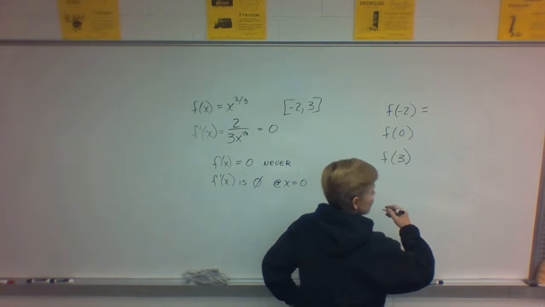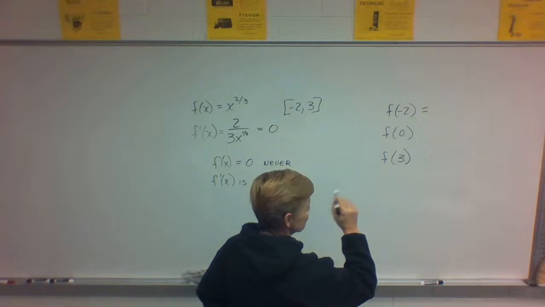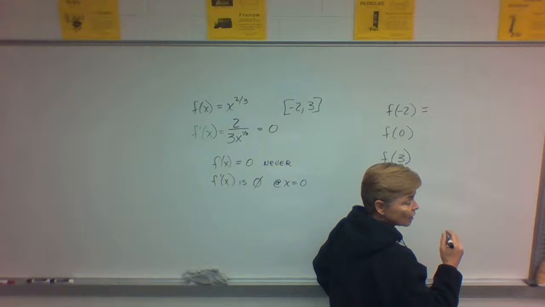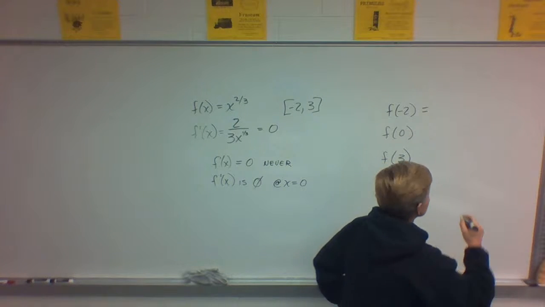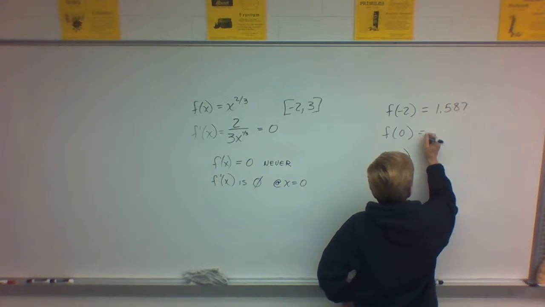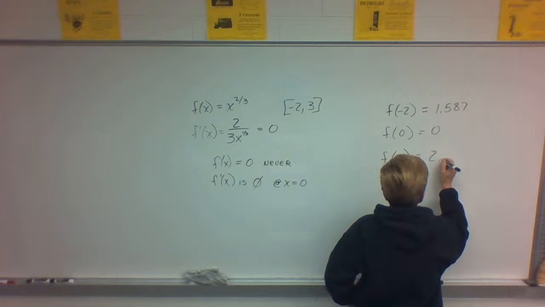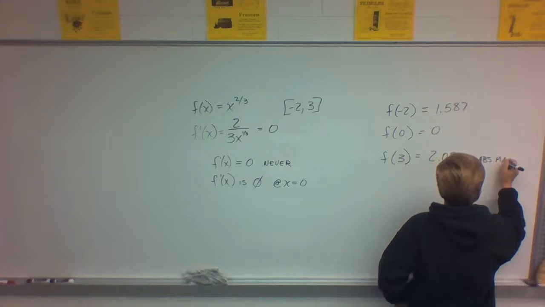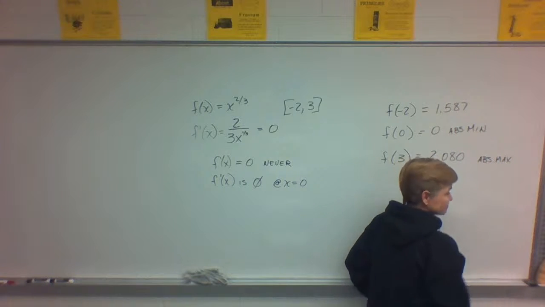Okay, good. Somebody grab a calculator and find this for me. The actual function at -2, put it in parentheses, raised to the 2/3. It's 1.587. What's f of 0? 0. What's f of 3? 2.080. So this is an absolute max, and this is an absolute min, and this is neither one.